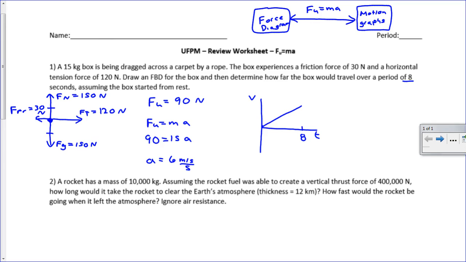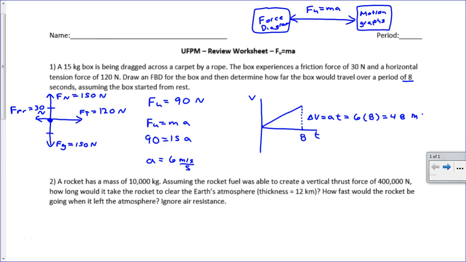Now, the only thing we've got to figure out is how far the box is going to travel. We want the area of this, because the area of a velocity versus time graph is the distance traveled. Unfortunately, we don't know the vertical side of this triangle. However, we usually call this the change in velocity, and that always equals the acceleration times time. In this case, the acceleration we have found is 6, and the time we know is 8 seconds. So 6 times 8 is 48. And so our change in velocity there is 48 meters per second.